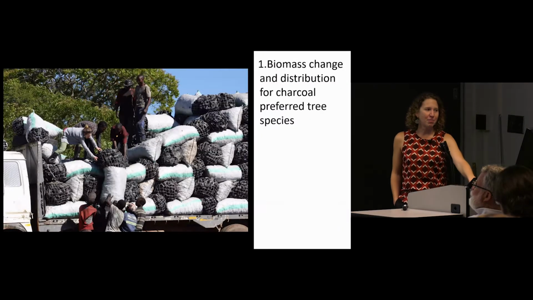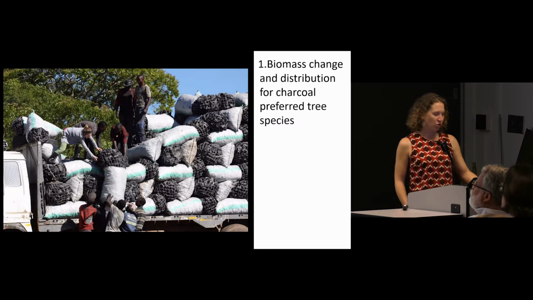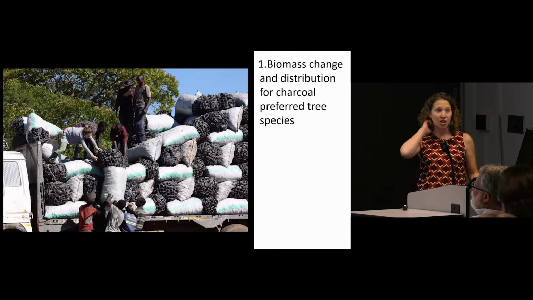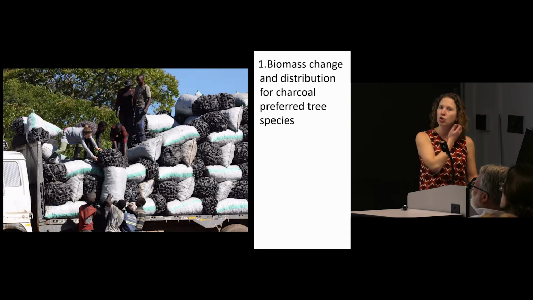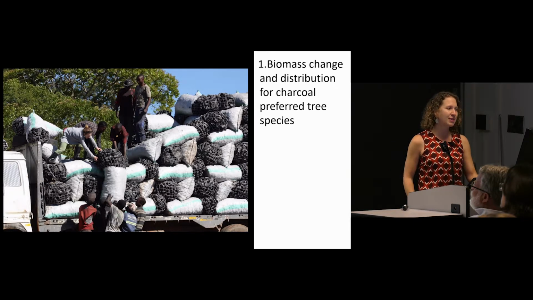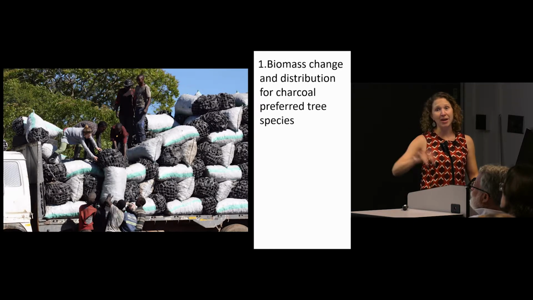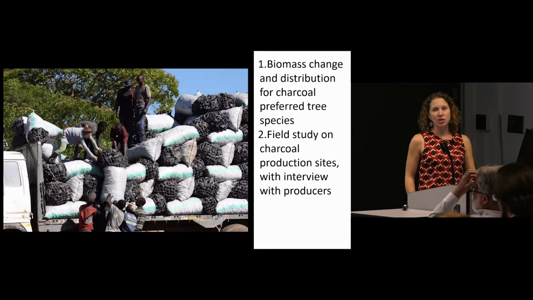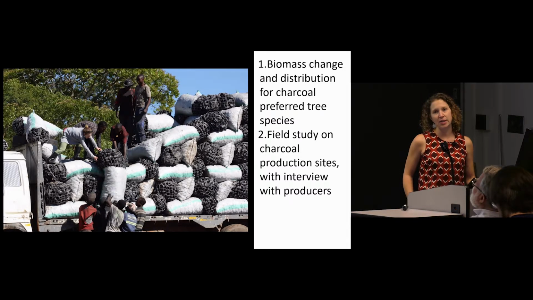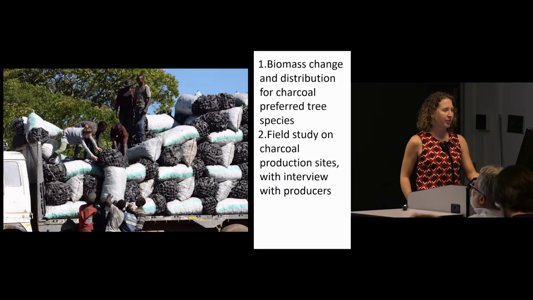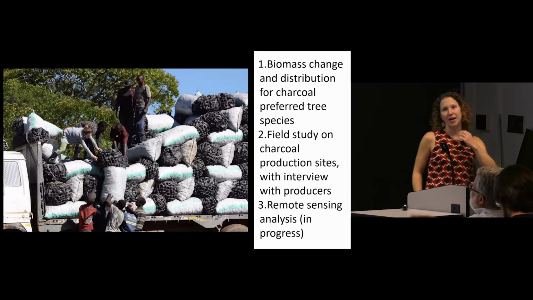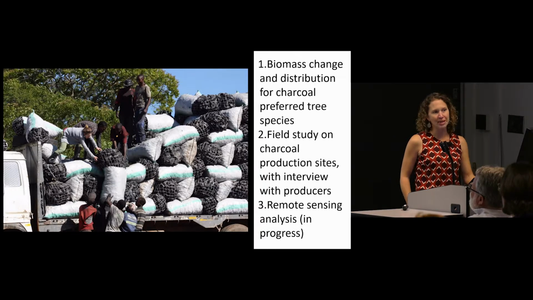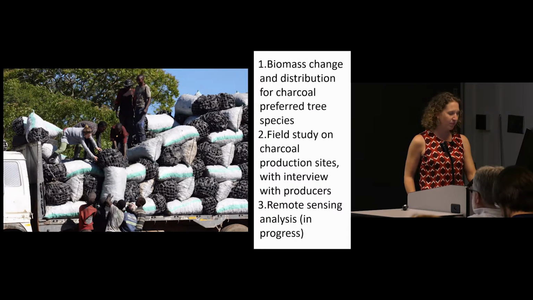And we're doing this by building evidence from different data sources. One of these is by using national vegetation survey data that was done by the government. There are two national vegetation surveys that we were able to use to look at the biomass change of charcoal preferred trees, and also their distribution. Then we also did a field study in a hotspot production area. And the next step that we're working on is to develop a remote sensing approach to monitor charcoal and scale it up.